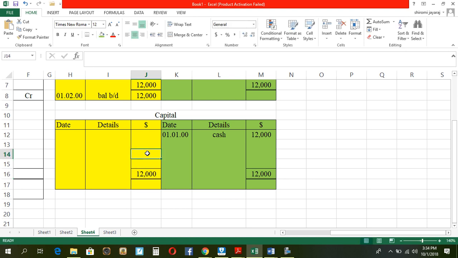Okay, that group over there. What is the next step? You mark a 0 here. Okay, it's not a must, but I'm just marking it. So 12,000 take away 0. How much? 12,000 again. This group over there. What is the date you will write? 31st? And then you enter there, bal carried down.